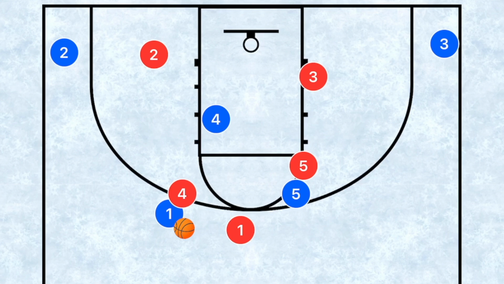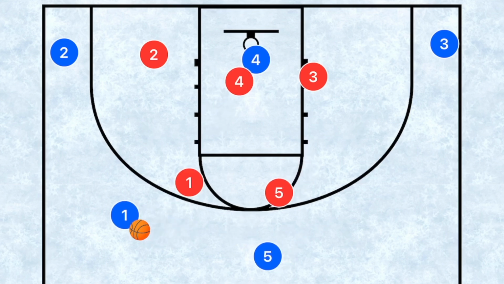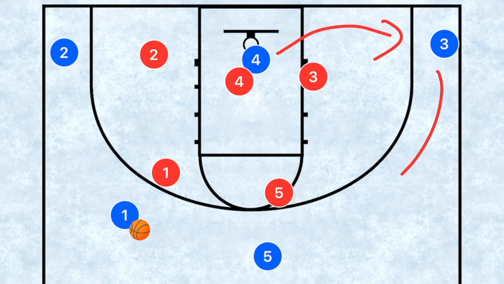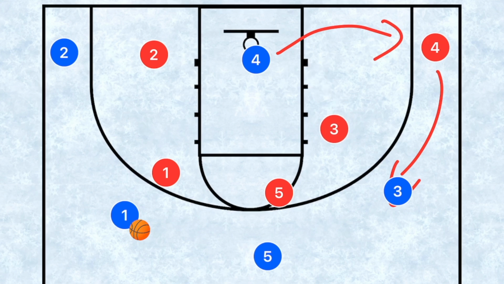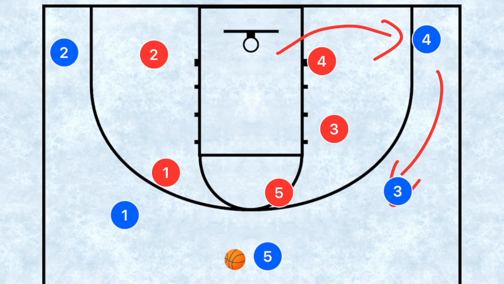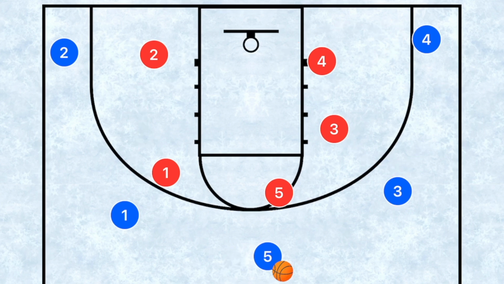If none of this is open, player 5 pops, player 4 rolls, and if there were no options open, player 4 is going to then fill out, player 3 fills up, and now we are back in that 5-out. We can pass the ball back up top, and we can run the exact same play again, or we can run a different play.